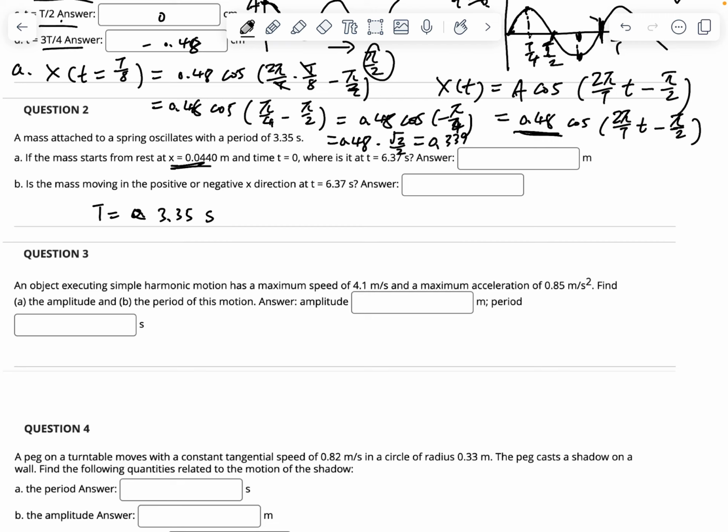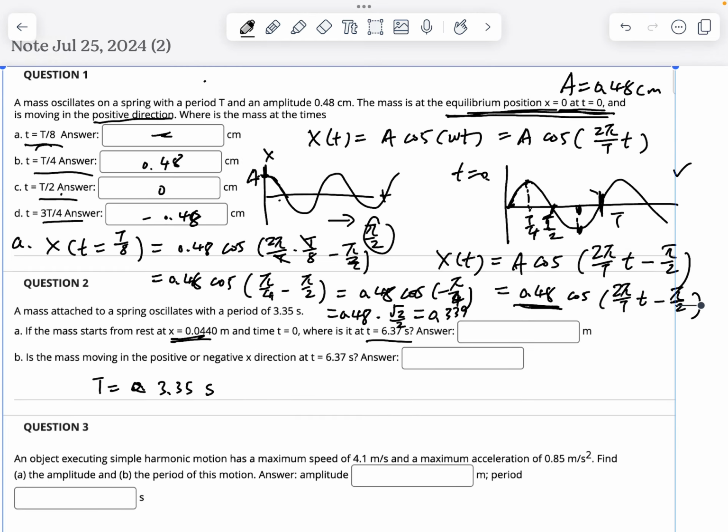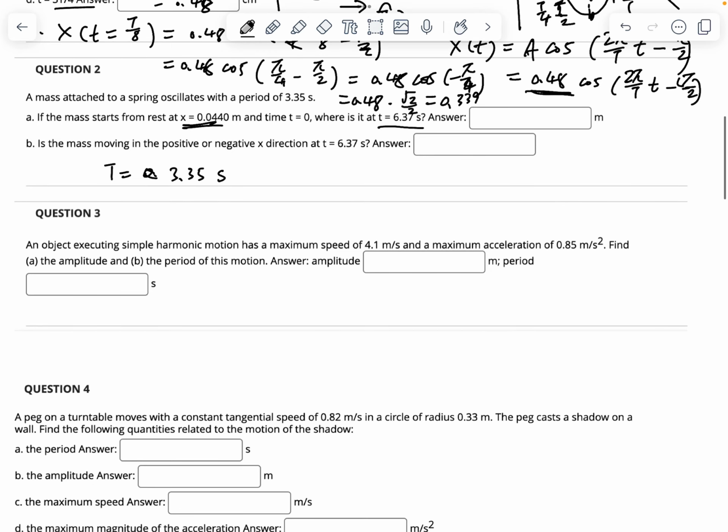All right. At t equals 0, where is it at this time? You start from here, so we can tell the mass starts from positive A. A equal to 0.0044 meter at t equals 0. So this is t, this is the x, start from here, A.